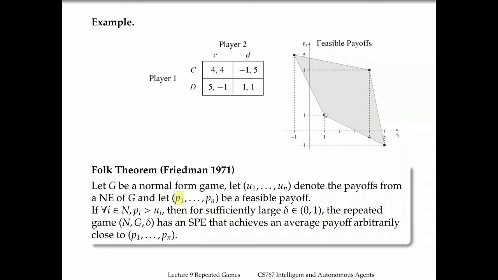and as long as both of the coordinates are bigger than 1 and 1, we can have an SPE that achieves an average payoff arbitrarily close to that vector. Right, so this is very powerful because it tells us that essentially anything that we hope can be achieved in SPE can be achieved.